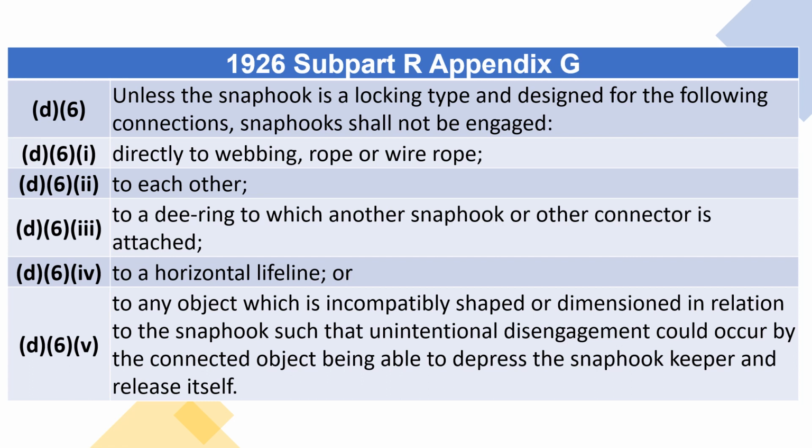D.6. Unless the snap hook is a locking type and designed for the following connections, snap hooks shall not be engaged: D.6.I through D.6.V. Directly to webbing, rope or wire rope; to each other; to a D-ring to which another snap hook or other connector is attached; to a horizontal lifeline; or to any object which is incompatibly shaped or dimensioned in relation to the snap hook such that unintentional disengagement could occur by the connected object being able to depress the snap hook keeper and release itself.